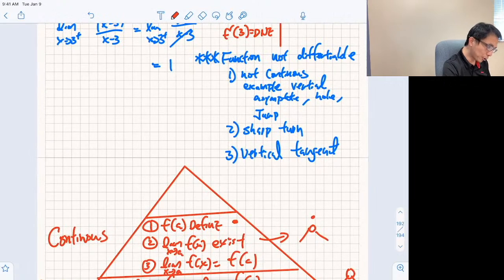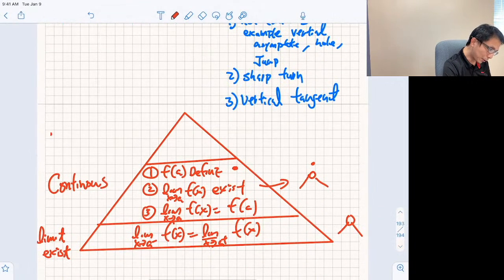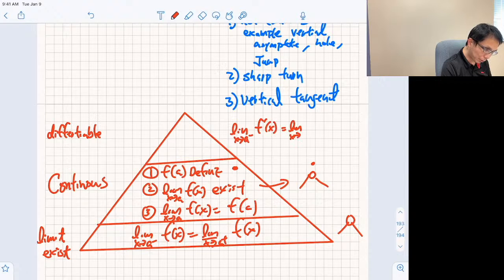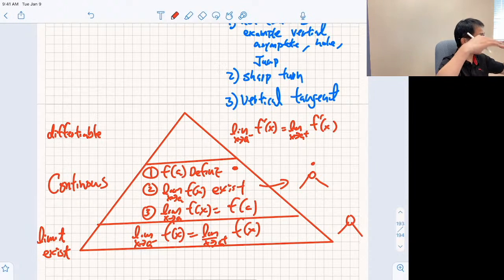The last one is differentiable. So what do I mean by differentiable? That means the function can take a derivative at this point. So basically it's really easy. I'm going to write it outside: the limit as x approaches a from the left of f prime(x) equals the limit as x approaches a from the right of f prime(x). So the left side slope has to equal the right side slope. If they don't equal each other, guess what? The limit does not exist.